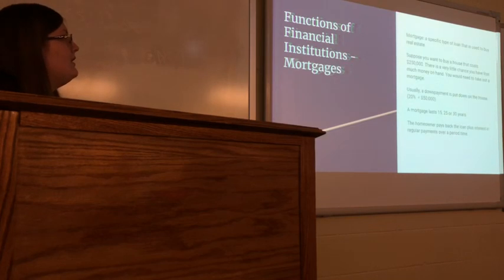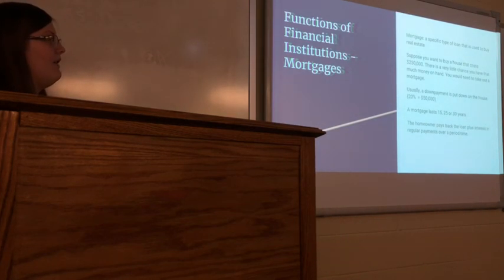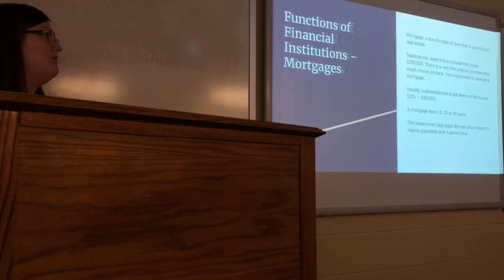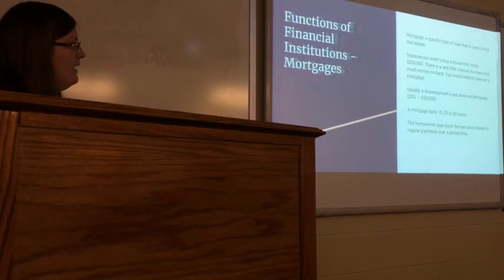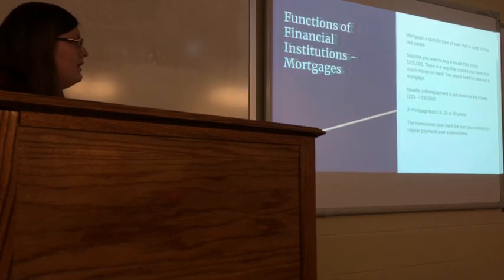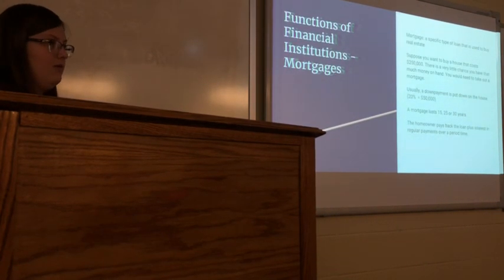A mortgage is a specific type of loan that's used to buy real estate. Suppose you want to buy a house that costs $250,000. There's very little chance that you have that much money on hand. You need to take out a mortgage. Usually a down payment is put down on the house. 20% of this amount would be $50,000. A mortgage usually lasts 15, 25, or 30 years, and the homeowner pays back the loan plus interest in regular payments over that period of time.